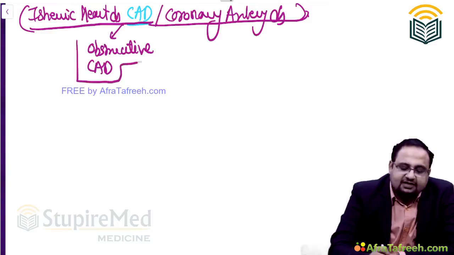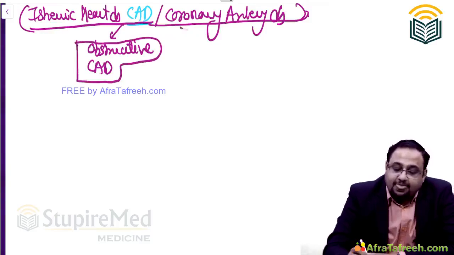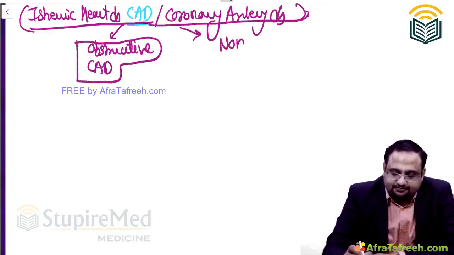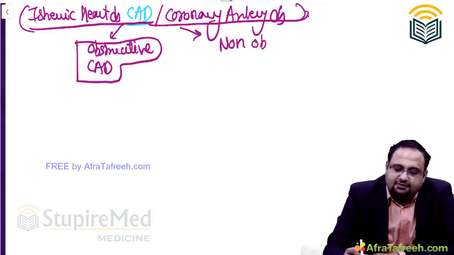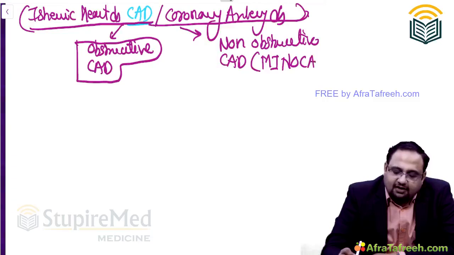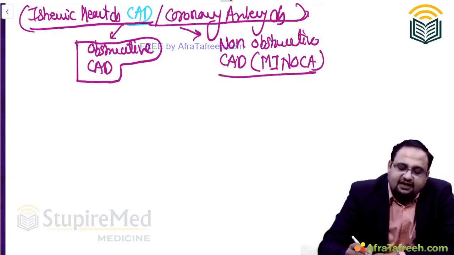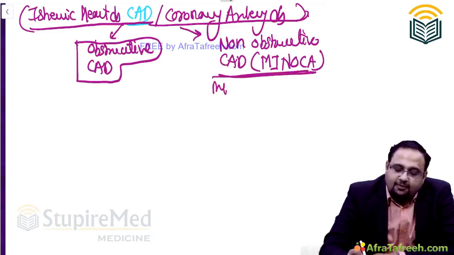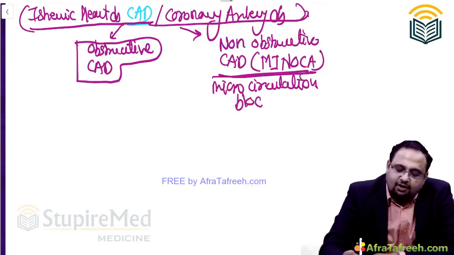And the other one is non-obstructive coronary artery disease, also known as myocardial infarction with non-obstructive coronary arteries. It is basically a microcirculation blockage, not the main blockage.